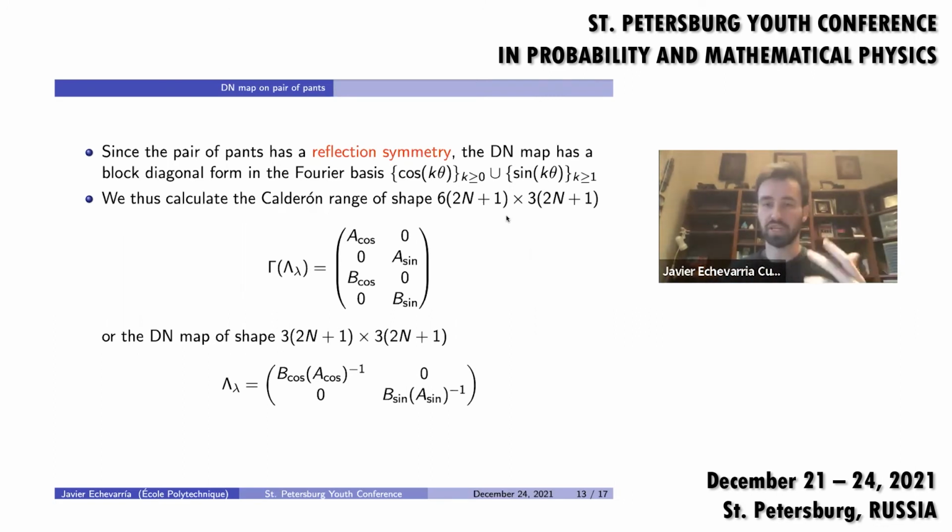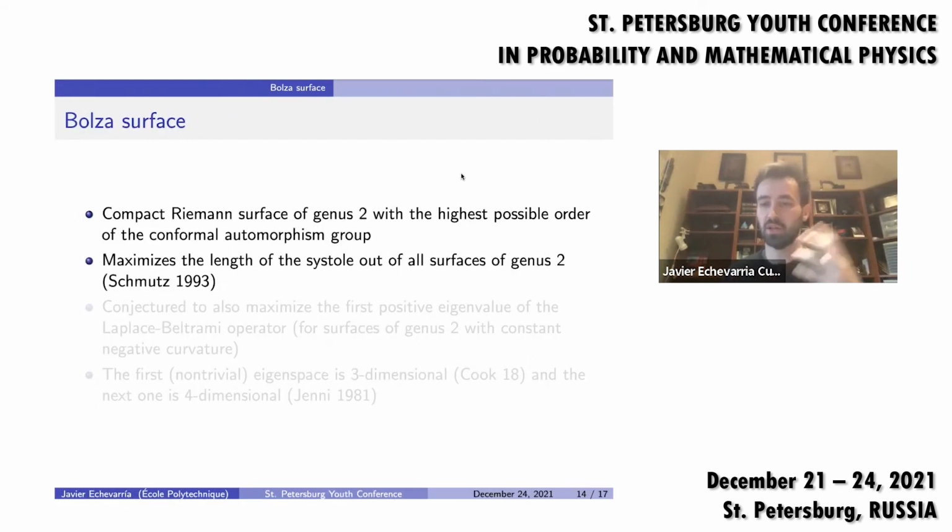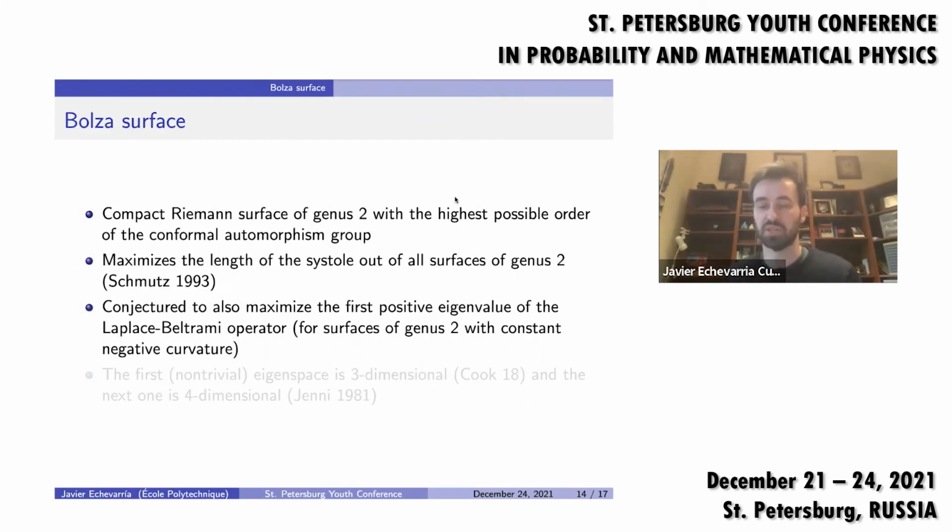Just to give a concrete example of this in action, there's the Bolza surface on which we've done the calculations. Background for everyone, the Bolza surface is a Riemannian surface of genus 2 with basically a lot of symmetries in it, so it's very nice to work with. It's been studied because it has a lot of nice properties, such as the biggest systole out of all the genus 2 surfaces. It's also conjectured to maximize the first positive eigenvalue. These are a lot of fun facts. It's not important for us, but it was just to introduce the surface.